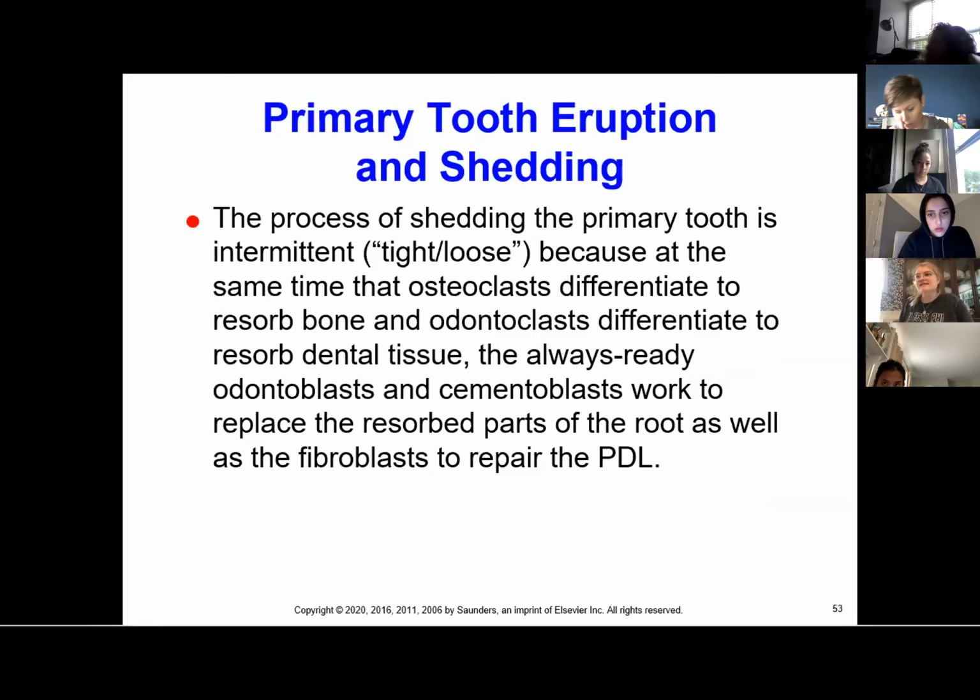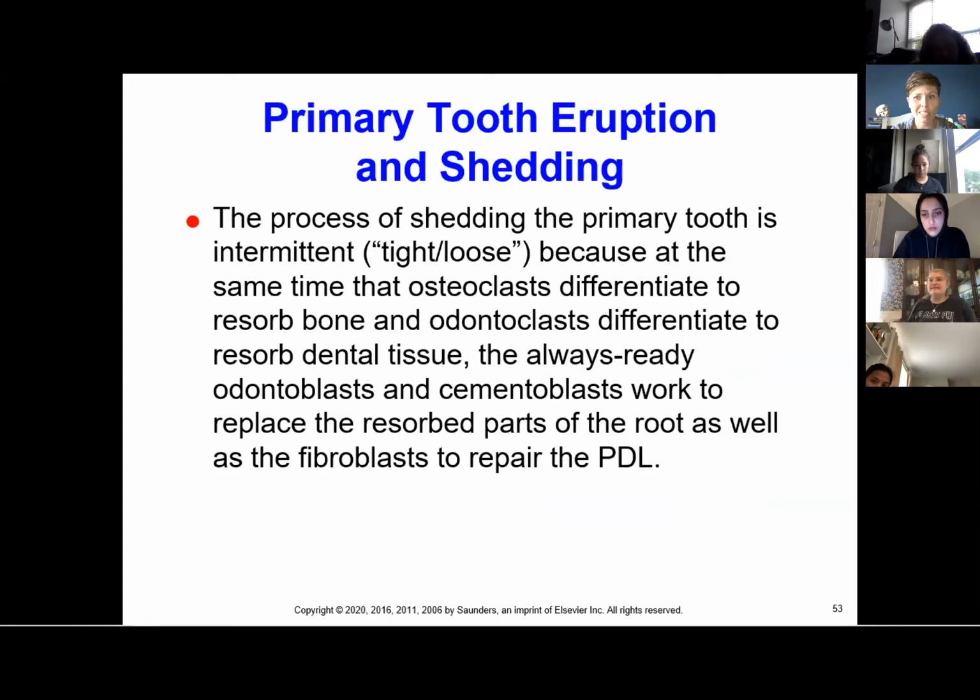So, okay. All right, so the process of shedding primary teeth is intermittent, because at the same time that the osteoclasts differentiate to resorb the bone that makes your tooth fall out, the odontoclasts differentiate to resorb dental tissue. And the always ready odontoblasts and cementoblasts work to replace the resorbed parts of the root, as well as the fibroblasts that repair the PDL.